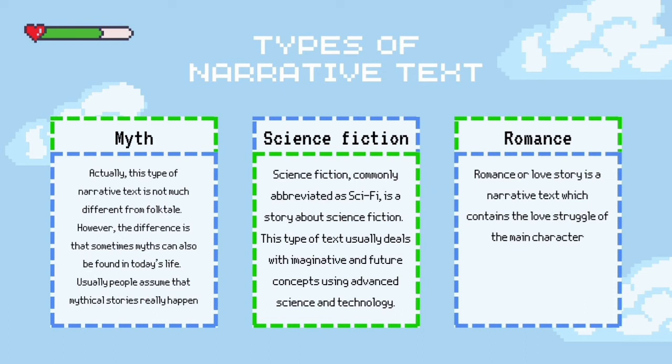The seventh one is myth. Actually, this type of narrative text is not much different from folk tales. However, the difference is that sometimes myths can also be found in today's life. Usually people assume that mythical story really happened.